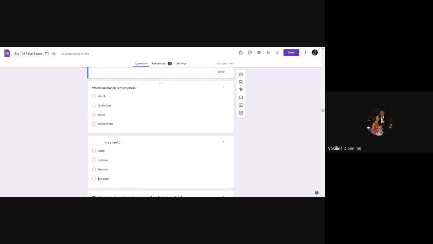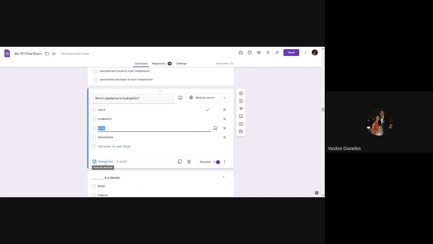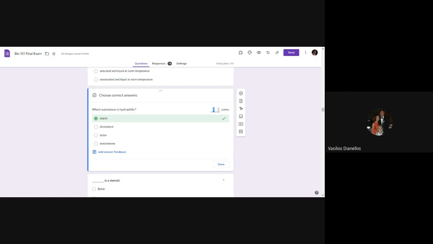Which of these is hydrophilic? In other words, which thing kind of loves water, so to speak, dissolves in water, if you will? The answer is starch. Again, this goes back to the "one of these things is not like the others" questions, right? Cholesterol, that's a lipid. Butter, that's a lipid. Testosterone, that's a lipid. So one of these things is not like the others. That is starch, which is a carbohydrate, which is hydrophilic.